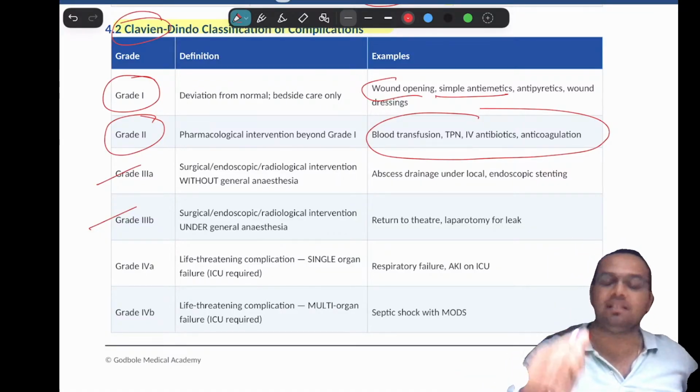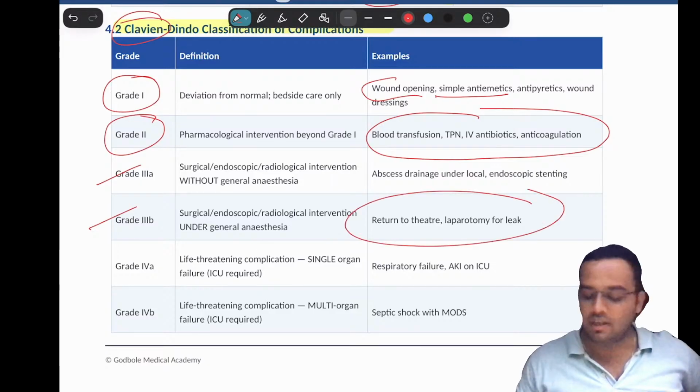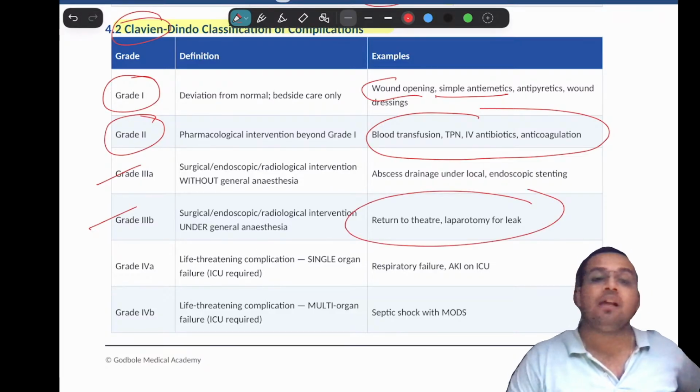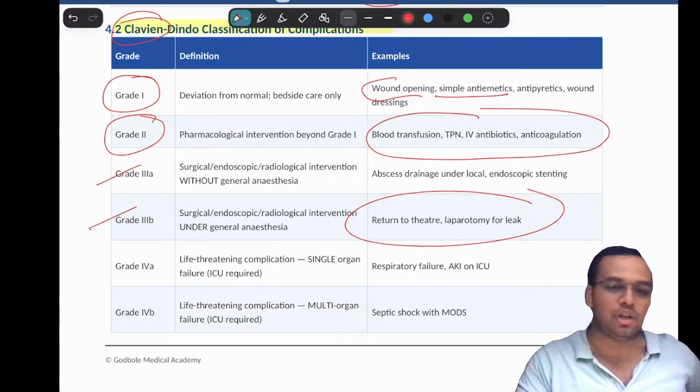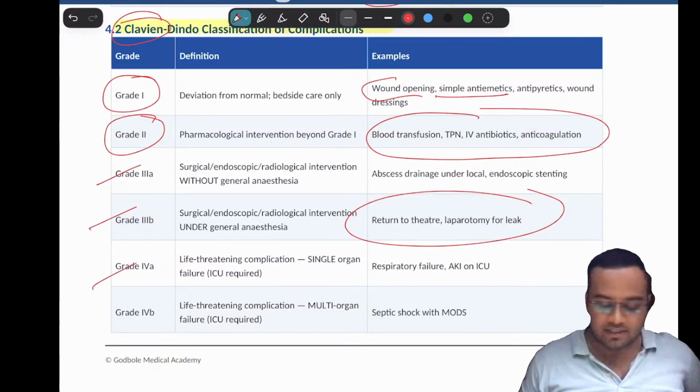It requires general anesthesia. So you return to the theater for this patient. It means that the patient requires some amount of general anesthesia or a regional anesthesia by an anesthesiologist. That is grade 3. What is grade 4 and grade 5?